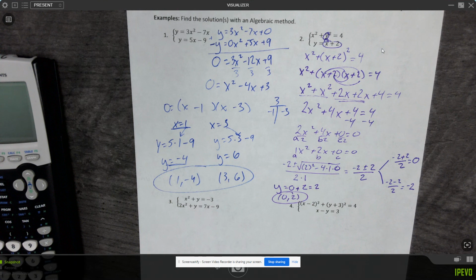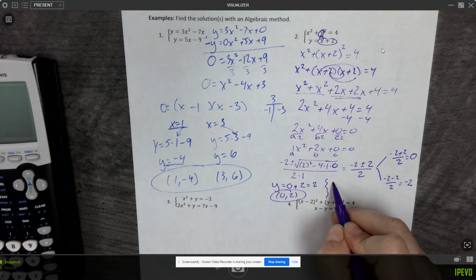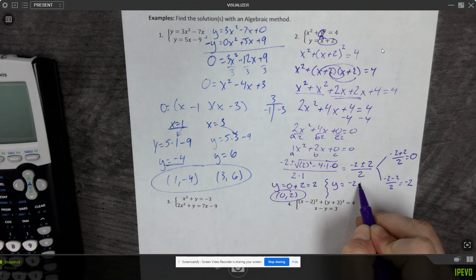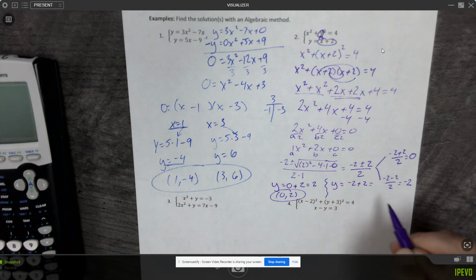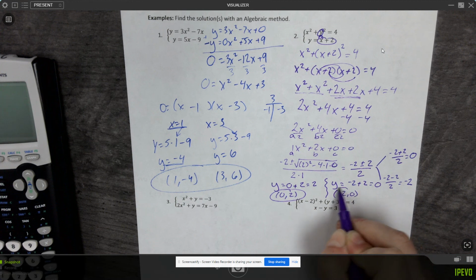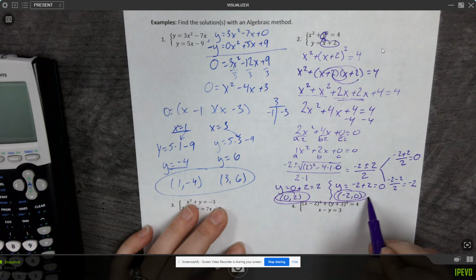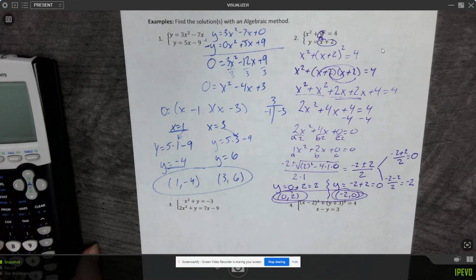Why does 0 come first? Well, because in a coordinate point, 0 comes first. X comes first. 0, 2. Now I need to repeat that process by plugging in negative 2. So y equals negative 2 plus 2, which is 0. That solution is negative 2, 0. So your two answers are 0, 2 and negative 2, 0, which you can check.